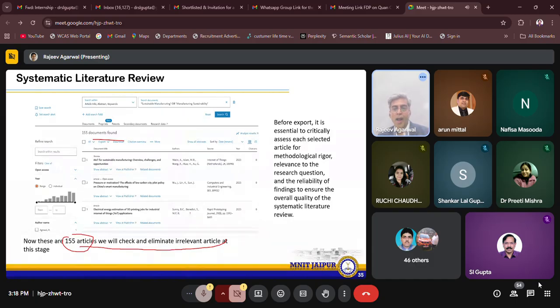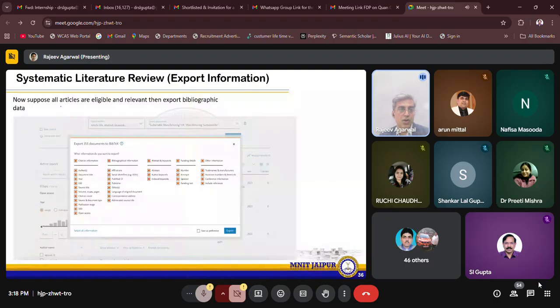Now I need to understand whether these papers are aligning with my research questions, and the reliability of their findings in the literature review. So now we want to export. I need to export these documents with their citation, bibliometric, abstract, funding details, and other information.